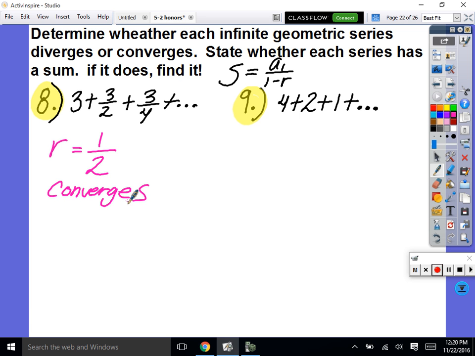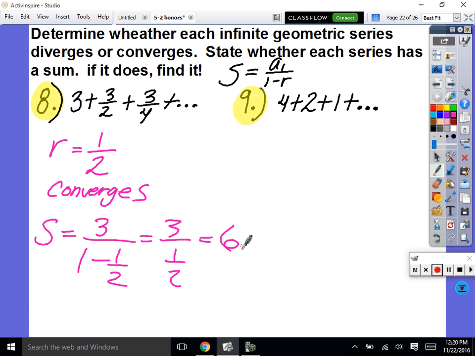So let's use the formula. It's an easy formula. S is equal to a sub 1, which is 3, over 1 minus r, 1 minus a half. So that is 3 divided by a half, which is 6. So it converged to 6. It summed up to be 6. We got to a point basically where we were adding 0. So it approached 6. The sum of this converges to 6.